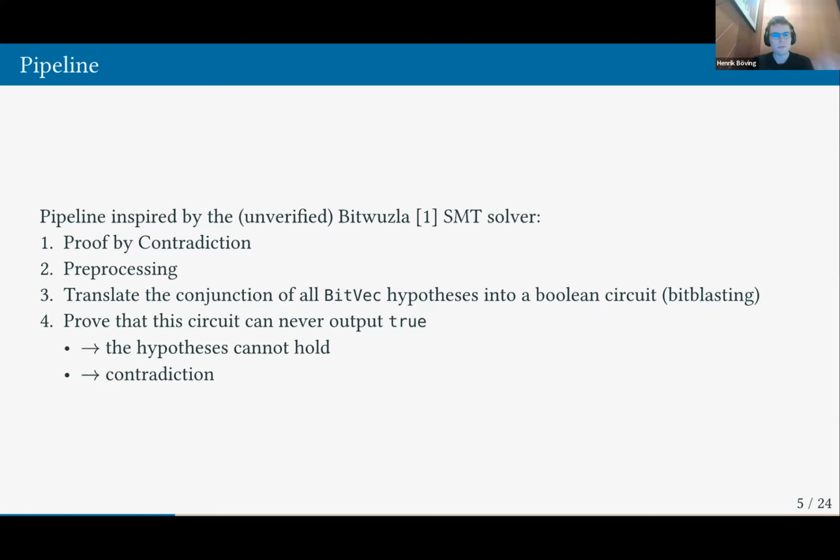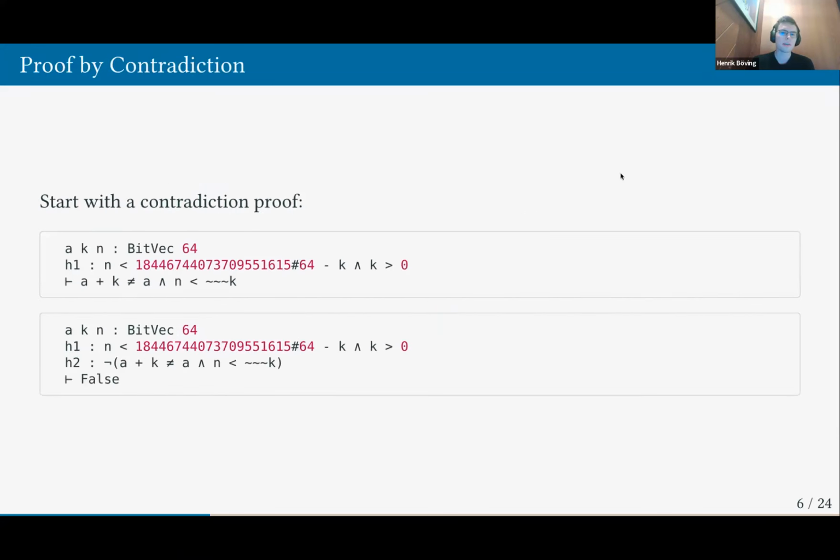And to give a little illustration of how this pipeline works, I cherry-picked a proof where BBDecide was used in an AWS project. So we have just 3 variables here, 64-bit, and then a hypothesis that n is less than a big scary constant minus k, and k is greater than 0. And we want to prove a plus k is not equal to a. Well, that's quite obvious. And also n is less than the bitwise negation of k, which is not at all obvious. So we start with our proof by contradiction, right?